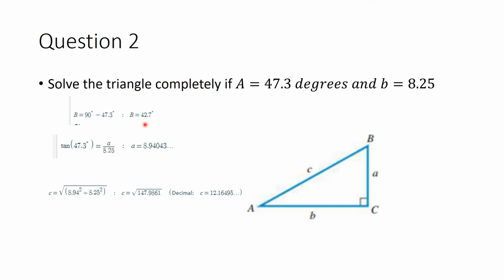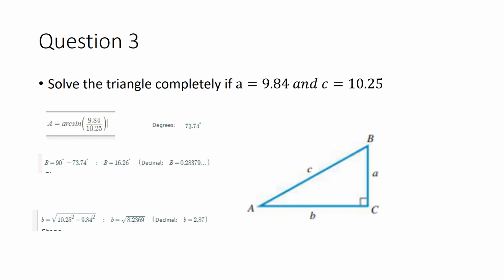Then we can solve for what a is, lowercase a, because a over 8.25 is the tangent of this 47.3 degrees. So we found out what a is, and c can be found from the Pythagorean theorem. The Pythagorean theorem is you add the square of those two sides together, and you get what c is, and so c is 12.16.